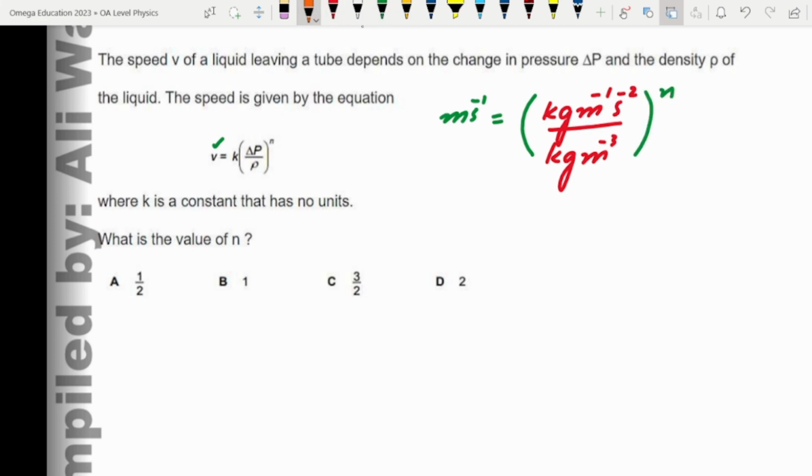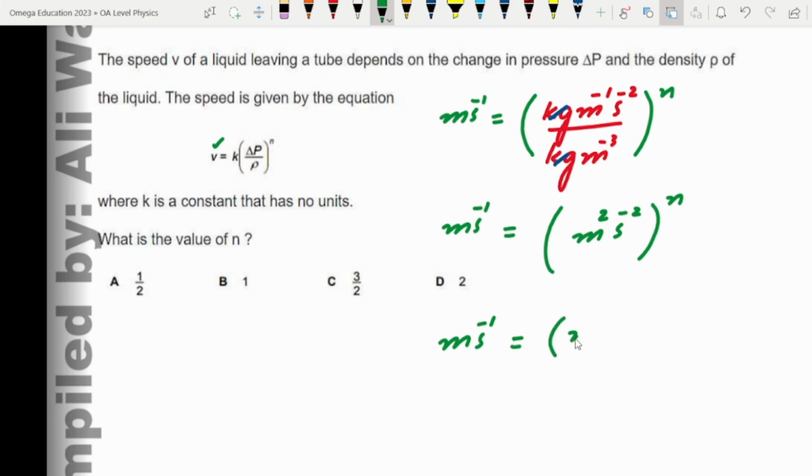Now let's do some cancellation if possible. So kilograms cancel away by kilograms. So we are left with meter per second equals m to the power minus 1 plus 3, because minus 3 coming from downstairs would be plus 3. Minus 1 plus 3 is 2. S minus 2, because there's a single s over here. So m s minus 1, we need to compare the bases, so we have to make sure that the base on the left side and the base on the right side is the same.